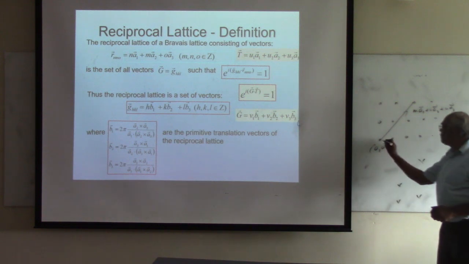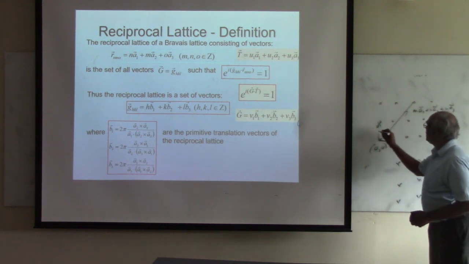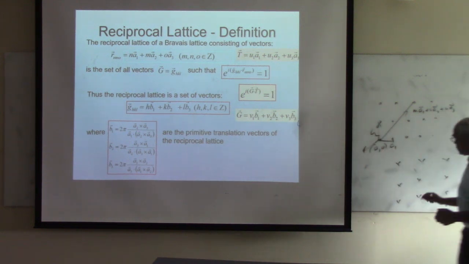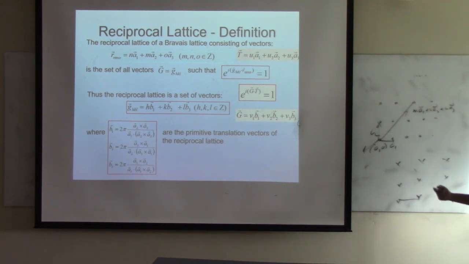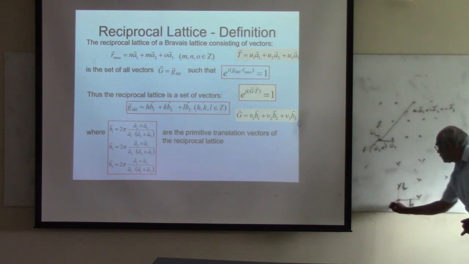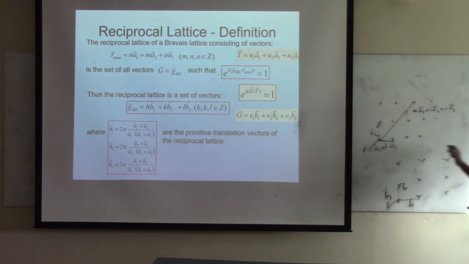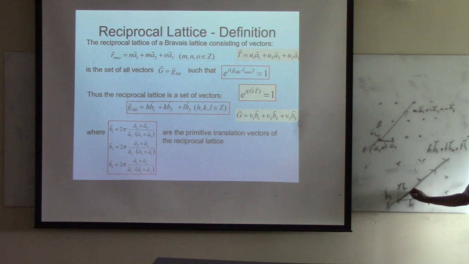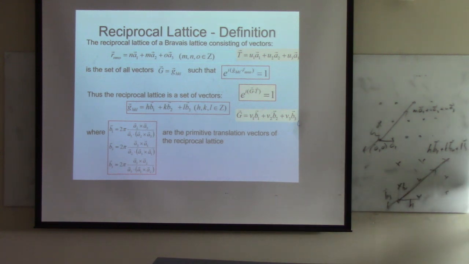So here we define A1, A2, A3, right? Now here we define what? B1, B2, B3, right? Now in reciprocal space I can go to any place by doing H times B1, K times B2, L times B3. This vector is always perpendicular to the HKL plane.